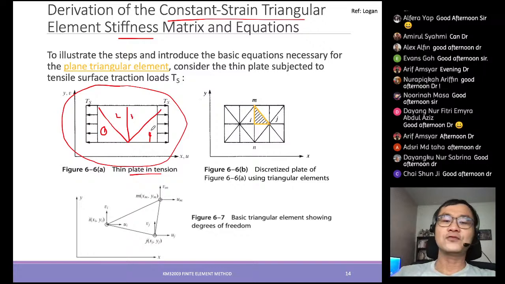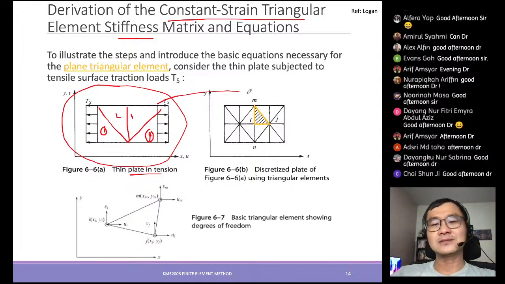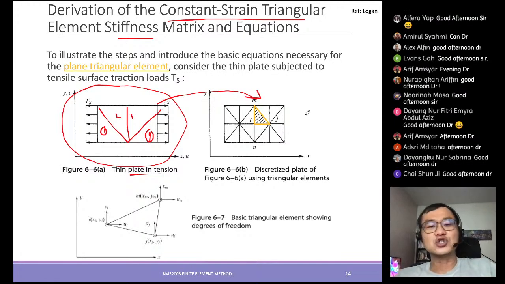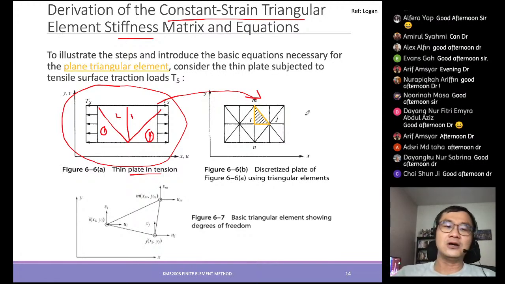If we just want to do a practice, you can start with this. Then when you are familiar, or when you can program it, you can move into something more complex. You can break them into 1, 2, 3, 4, 5, 6, 7, 8, total 16 elements. And if you use software, you can even mesh it into maybe hundreds, depending on the accuracy that you intend to get later on.